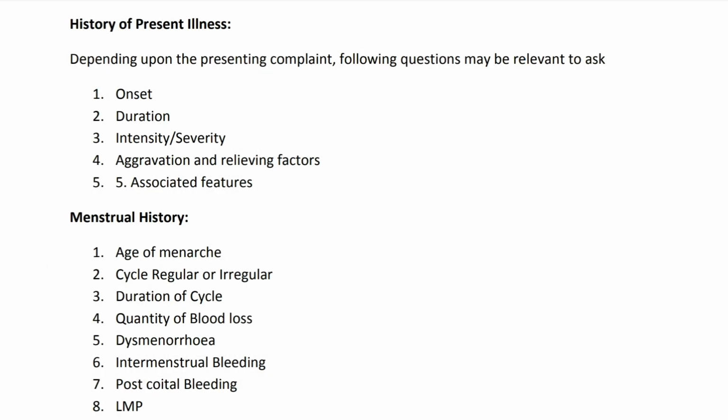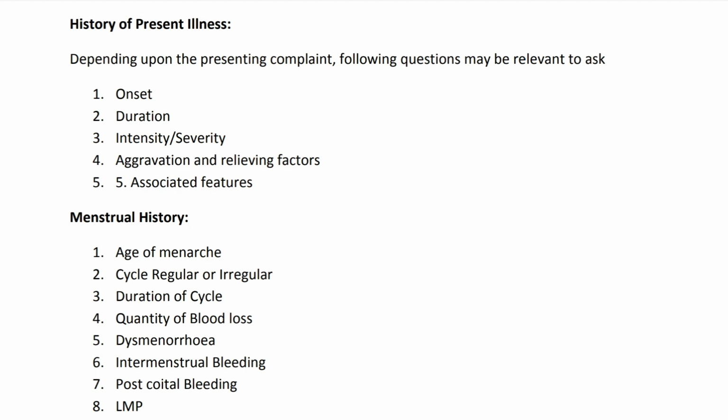Now moving on, we will ask about the history of presenting illness. Depending upon the presenting complaint, the following questions can be asked. Number one, the onset. Number two, duration. Number three, intensity and severity of that condition. Number four, the aggravating or relieving factors of that condition. Number five, the associated factors like fever or any other condition, etc.